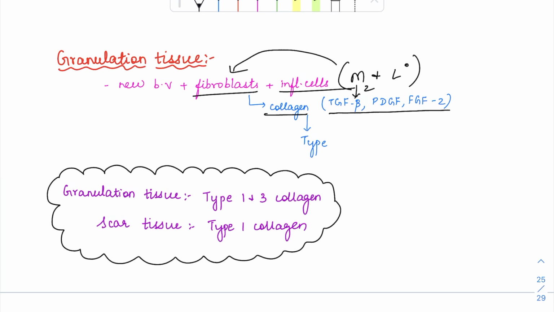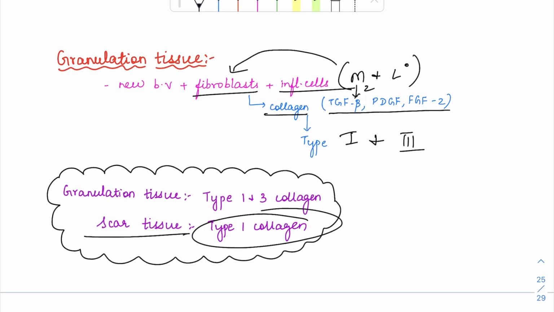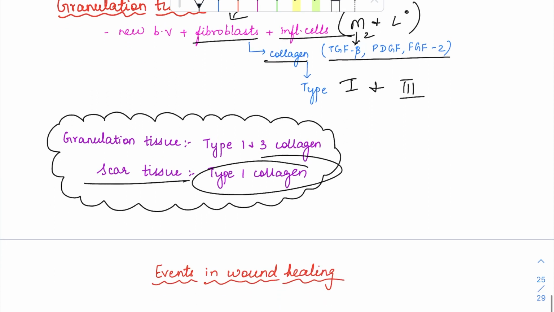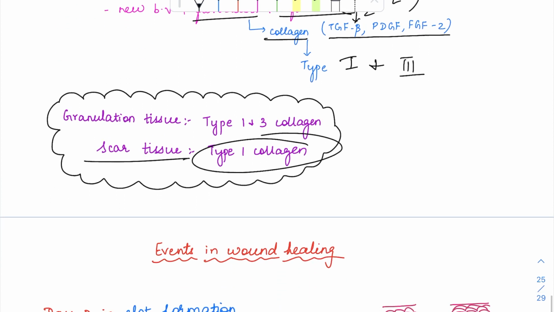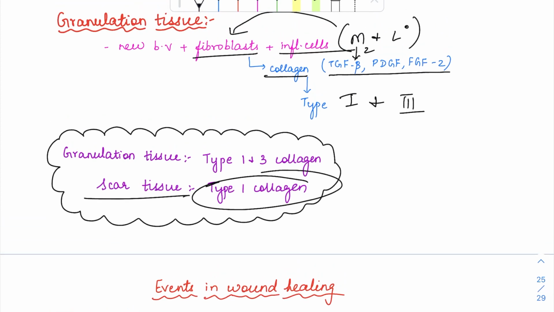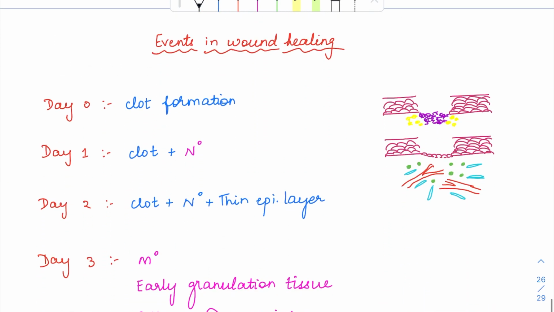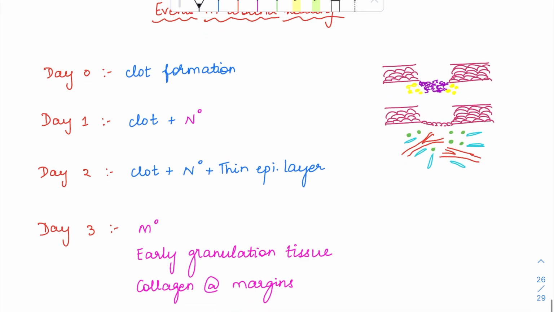And what type of collagen? In granulation tissue, it is going to be type 1 and type 3 collagen. Remember, in granulation tissue, it is always both the types of collagen, type 1 and type 3. But as the scar matures, this collagen will become type 1 collagen. So scar tissue is type 1, granulation tissue is both type 1 and type 3. Type 1 collagen is the most abundant and also the strongest of all the collagens. So that is what is present in the skin also, right? So type 1 collagen is the one which is present in the scar tissue, so that we have the wound strength.